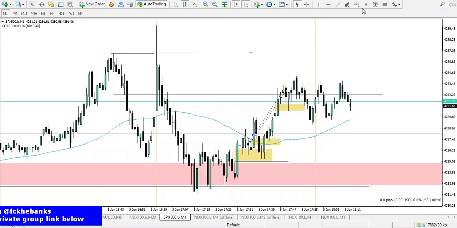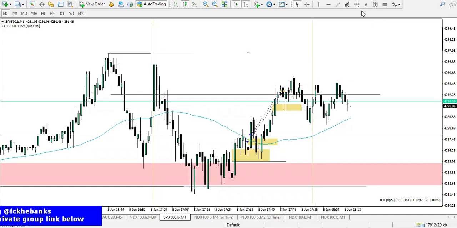Hey guys, welcome. I wanted to show you a trade that I took today, this morning on S&P 500, based on the silver bullet setup, which is pretty simple, honestly. You just gotta focus all your attention into this one hour window, which is from 10 to 11 a.m. New York time, and basically that's it.